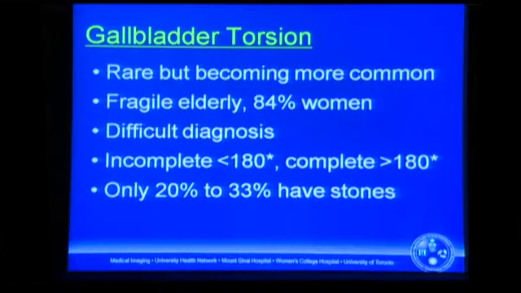Now, what about gallbladder torsion? This is a very rare condition. It's not something we routinely think about when patients present with acute right upper quadrant pain. It tends to occur in fragile elderly women. It's a difficult diagnosis, mostly because we don't consider it. It can be an incomplete torsion or a complete torsion, and only the minority of patients have gallstones.